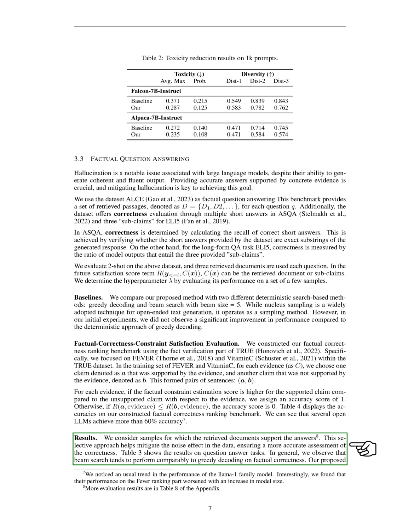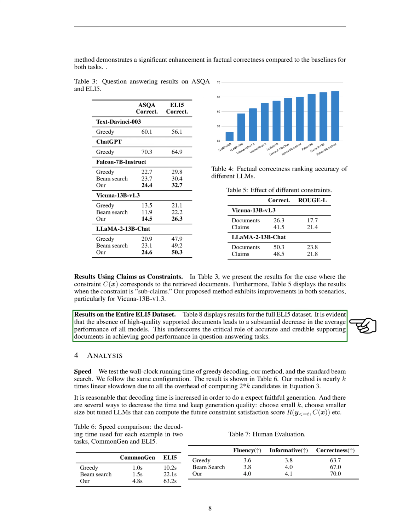When we tested our method on the full Explain Like I'm 5 dataset, we found that the lack of high-quality supporting documents led to a significant drop in the average performance of all models. This highlights the importance of having accurate and reliable supporting documents for question answering tasks.